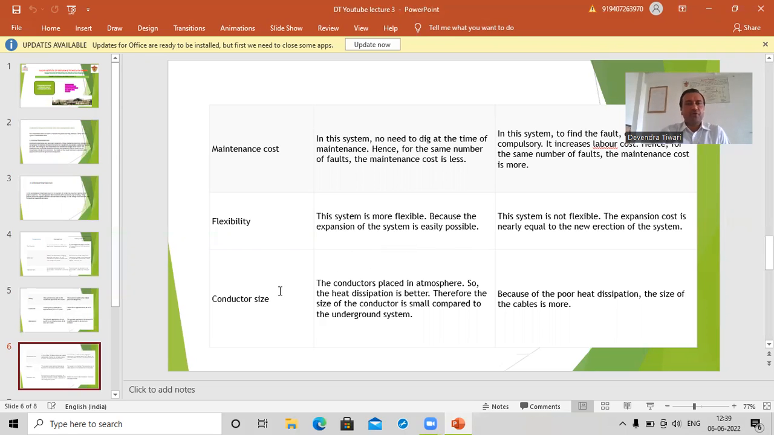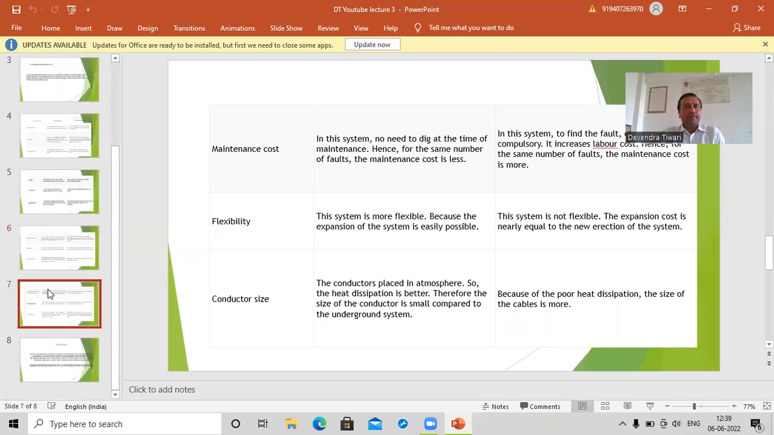Now the next point of comparison is conductor size. In the case of the overhead line system, the conductors are placed in the atmosphere, not inside any surface, or we can say inside the earth. So the heat dissipation is better because the conductors are in the atmosphere. Therefore, the size of the conductor is small compared to the underground system. Whereas in cables, because of poor heat dissipation, the size of cables is more.